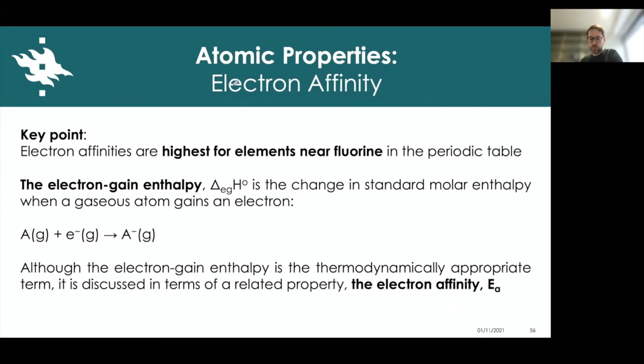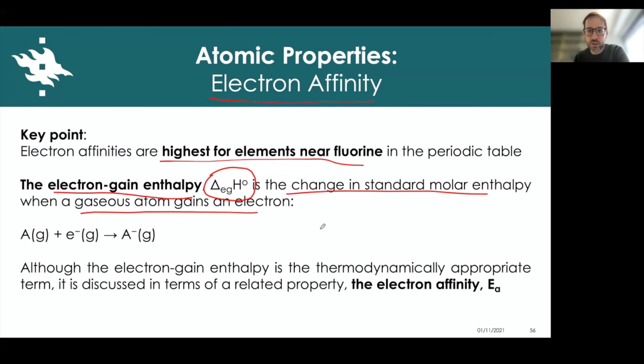A property that is related to ionization energy is the electron affinity. Some key points regarding electron affinity: the values for electron affinities are the highest for elements near fluorine in the periodic table. The electron gain enthalpy is defined as the change in the standard molar enthalpy when a gaseous atom gains an electron. So this is an opposite trend relative to the ionization energy.